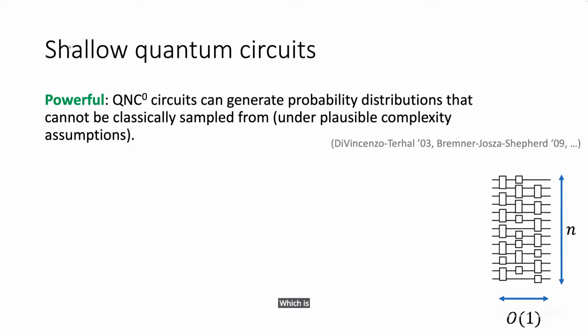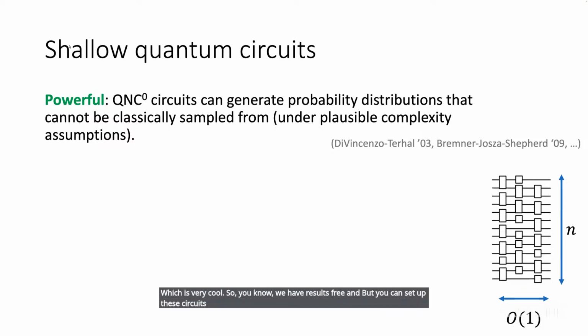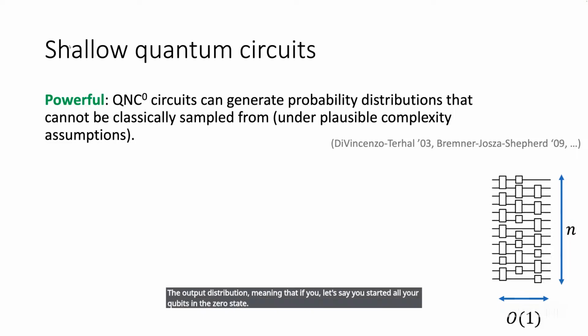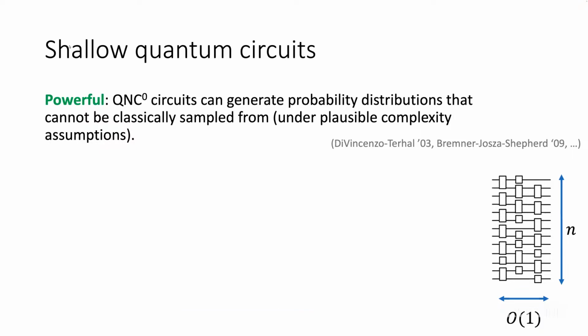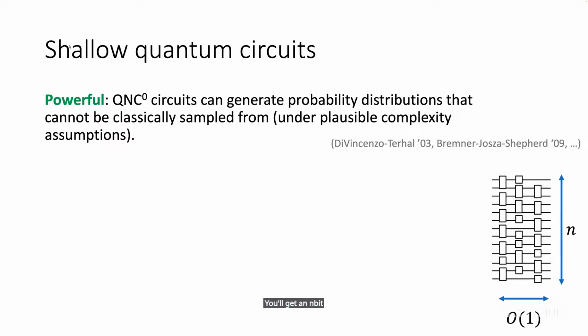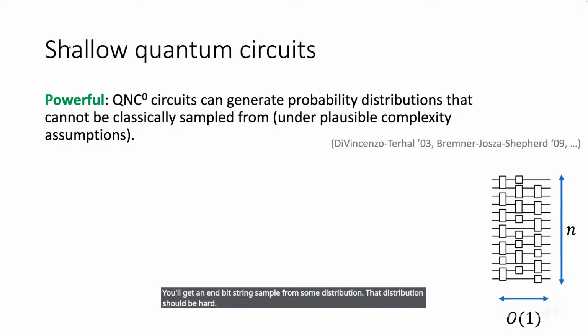We have results from after 2003, and you can set up these circuits so that, under plausible complexity assumptions like the polynomial hierarchy not collapsing, the output distribution is hard. Meaning, if you started all your qubits in the 0 state, ran this constant depth circuit, and then measured each of these qubits in the end, you'll get an n-bit string sampled from some distribution. That distribution should be hard for a classical computer.